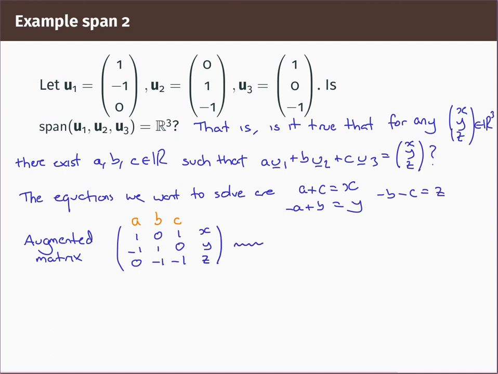The method of row-reduced echelon form tells you do row operations until you reach a matrix in row-reduced echelon form. So I've done this already, and I'll tell you what you get. You get 1, 0, 1, x, 0, 1, 1, x plus y, and 0, 0, 0, x plus y plus z. Okay, what does that mean about the solutions to those equations? So pause the video and think, what is this telling you about the existence of solutions to those equations?